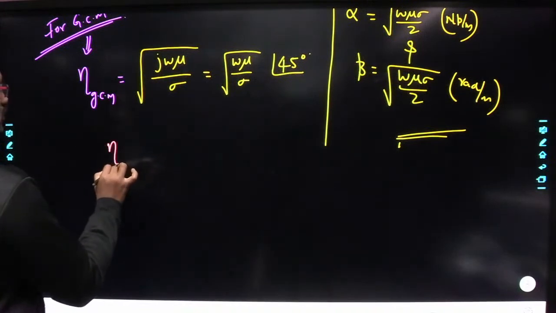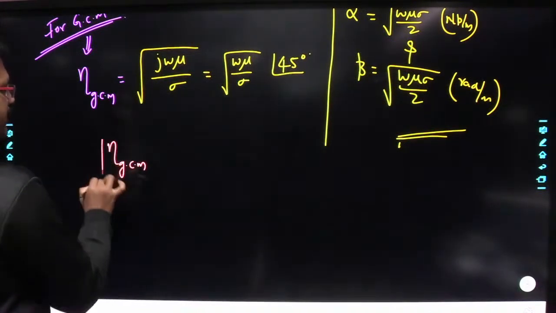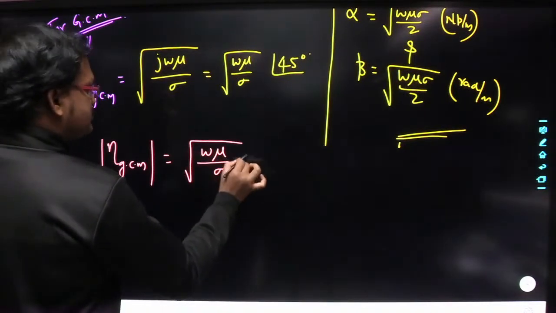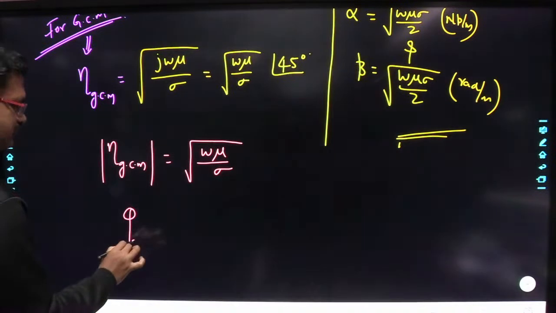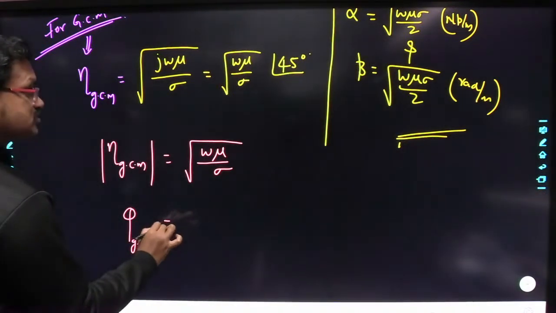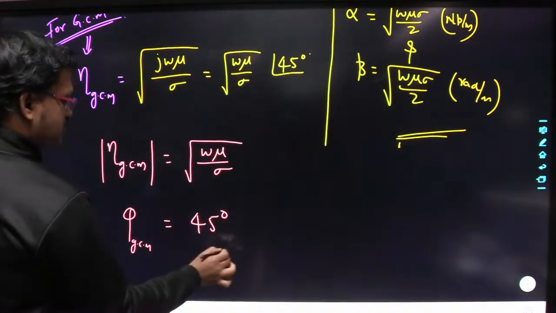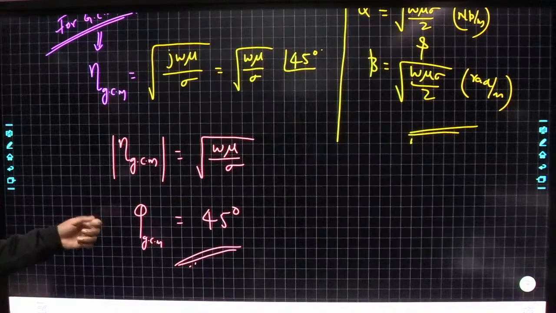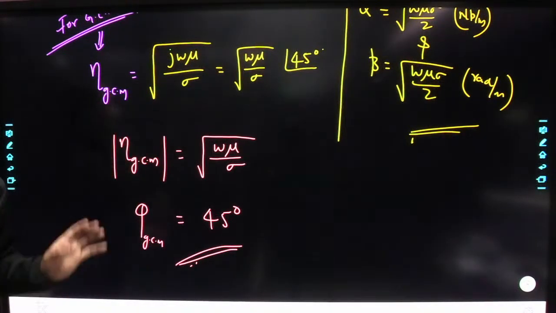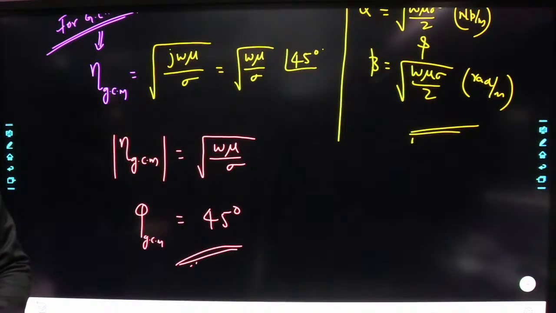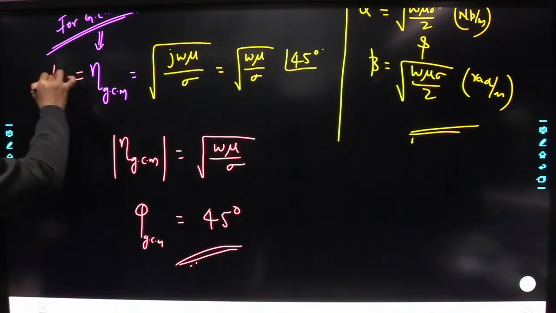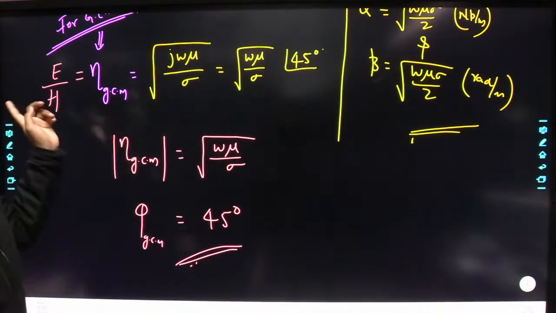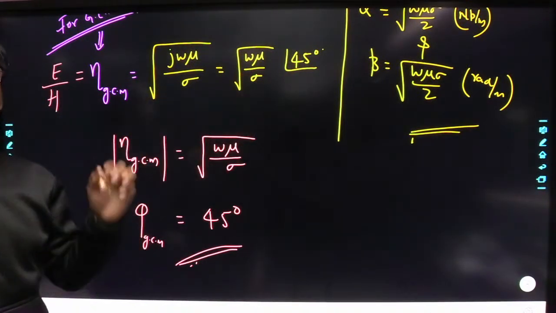So eta for a good conducting medium: the magnitude is equal to the square root of omega mu divided by sigma, and the phase shift for a good conducting medium is equal to 45 degrees. Always remember here, in a good conducting medium, the electric field leads the magnetic field by how many degrees? 45 degrees. Eta is nothing but the ratio of E to H, so the electric field will always lead the H field by 45 degrees in case of a good conducting medium.